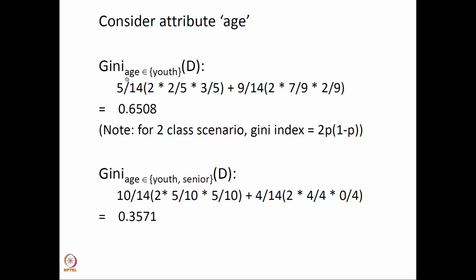We see that when we calculate Gini index, where we are considering the split where youth is in one branch and the remaining two are in the other branch, we get a value of 0.6508, and where we consider the alternate split where youth and senior belong in one branch and middle-aged belongs to the other, we get a lower value of 0.3571. Thus, among these two, this is the split that would be preferred. Now, this calculation is just for the attribute age. We need to repeat the same process for the remaining three attributes.